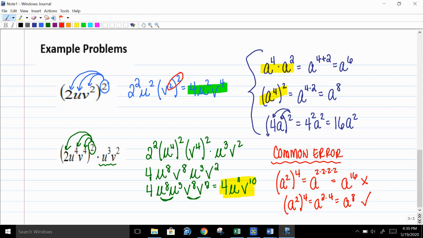Okay, go nice and slow. Keep your work organized. Arrange variables that have the same base so they can be added, and just really go slow and keep track of your work.